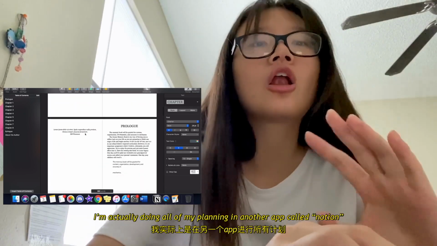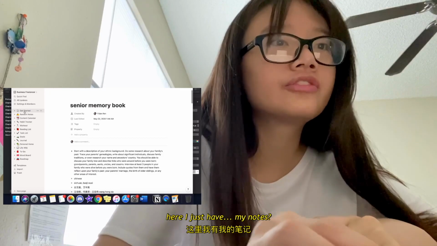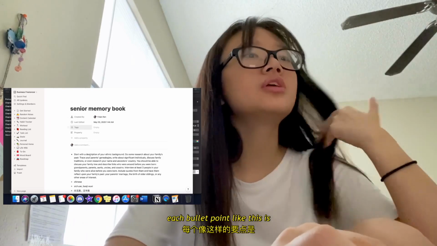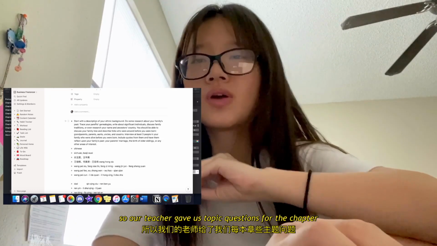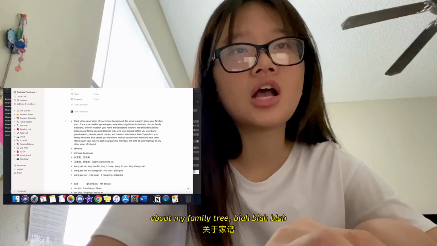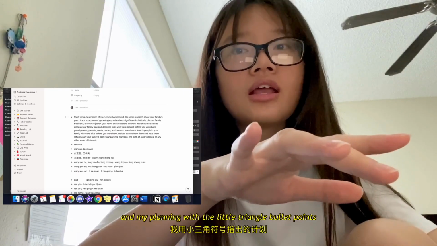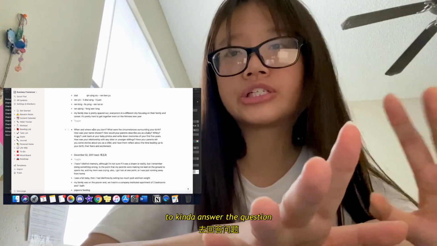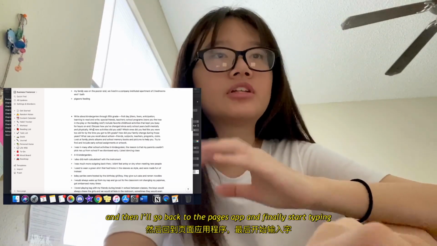I am actually doing all of my planning in another app called Notion. So here I have just my notes for the senior memory book. Each bullet point like this is one chapter. Our teacher gave us topic questions for each chapter, such as for the first chapter, talk about your ethnic background, your family tree, blah blah blah. Then I just started to lay out my ideas and my planning with the little triangle bullet points to answer the question. Once I finish doing that, I will go back to the Pages app and finally start typing.